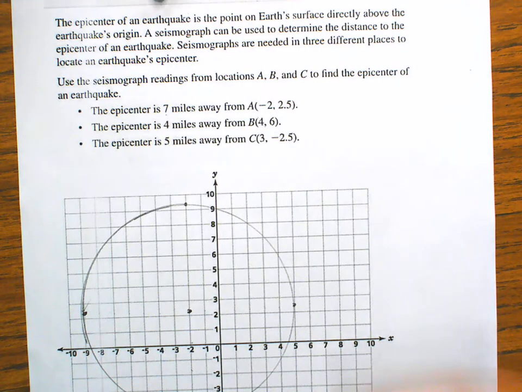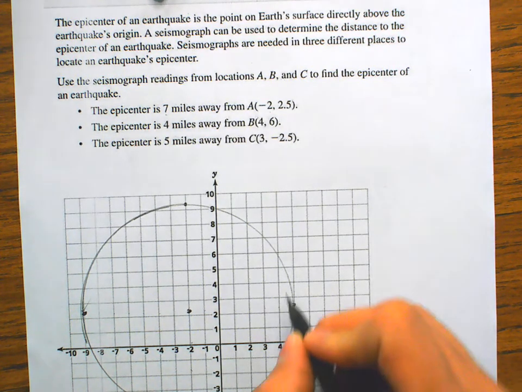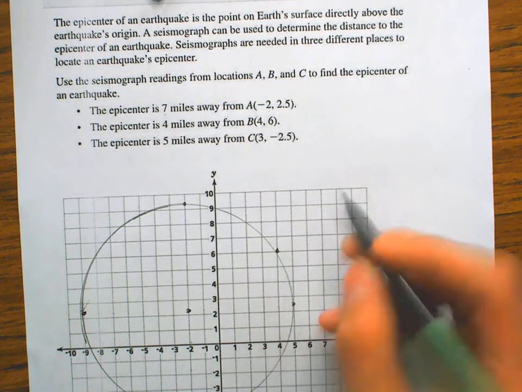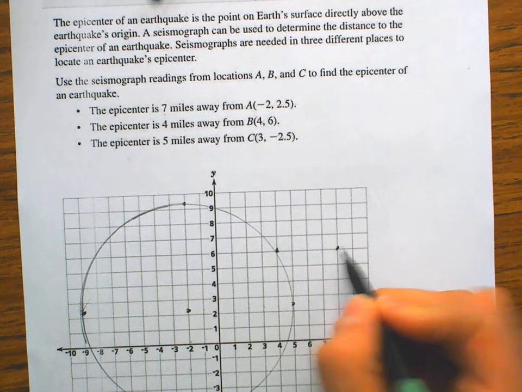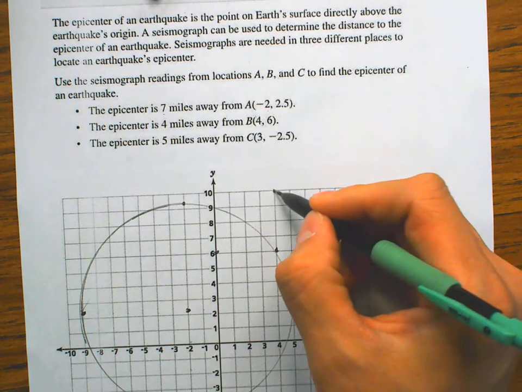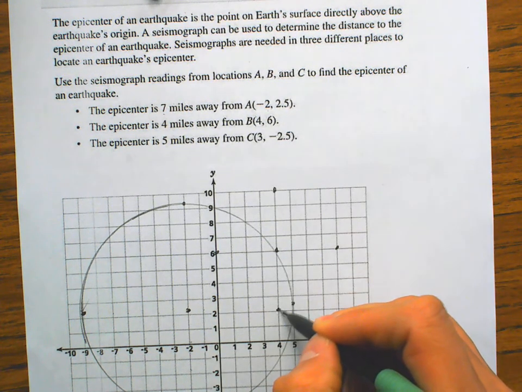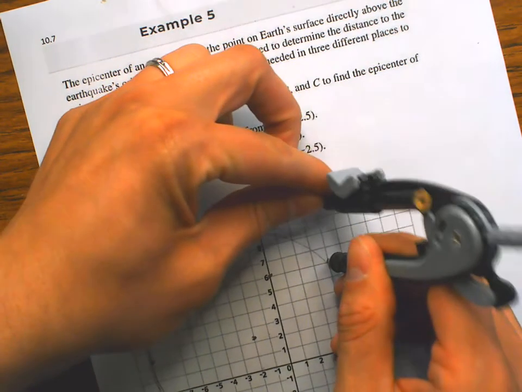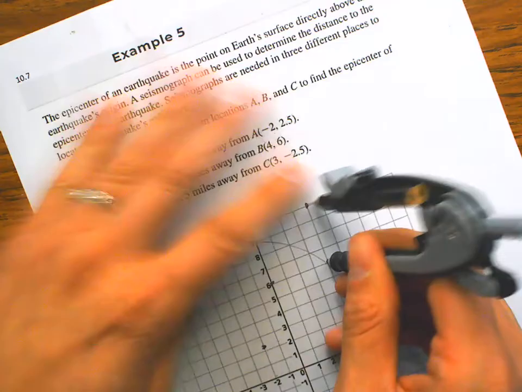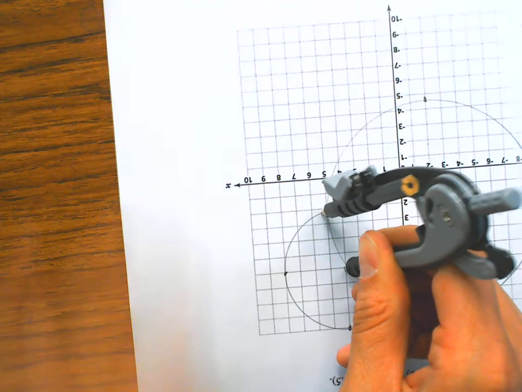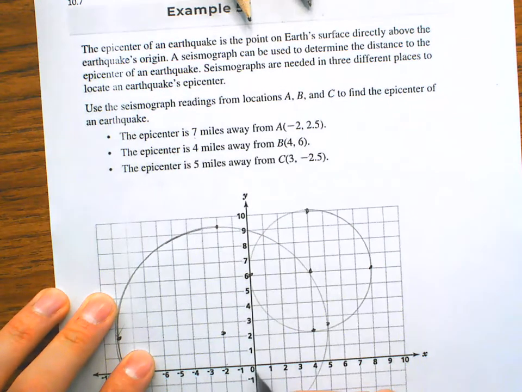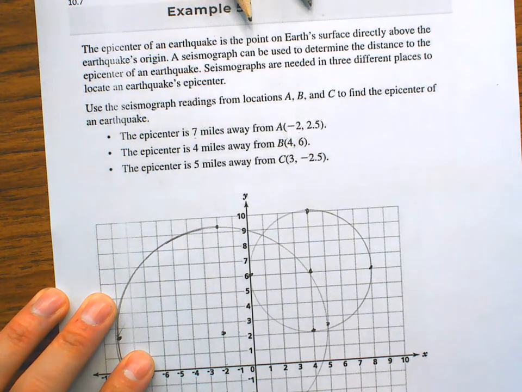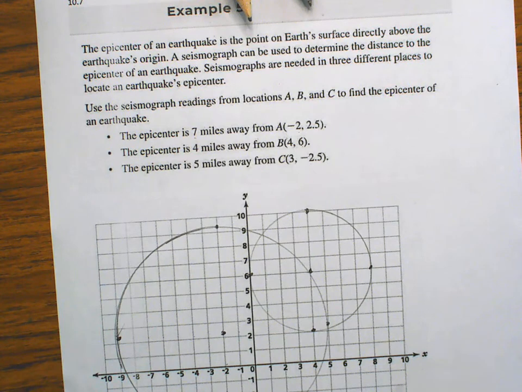The second one is at 4, 6. That's the center, and it's 4 miles this way, 4 miles that way, 4 miles this way, and 4 miles this way. So I'm going to go ahead and use my compass. Measure it at 4 as best I can. And then the last one is at 3 and negative 2.5. So it's going to be right there, and the radius is 5 units away.